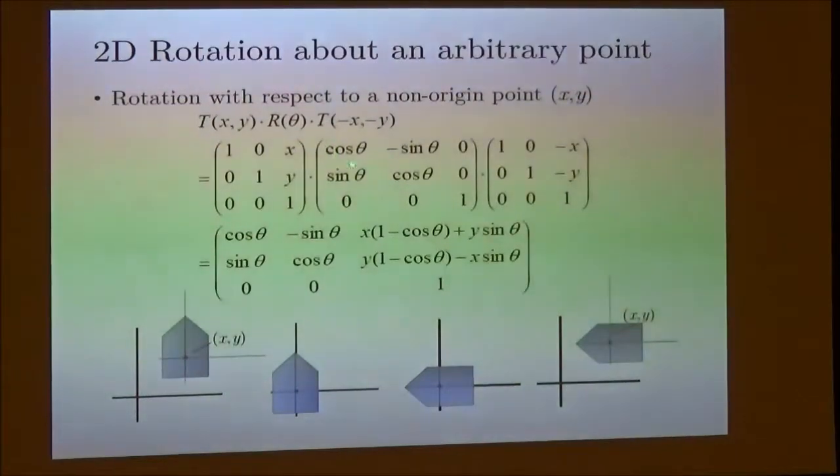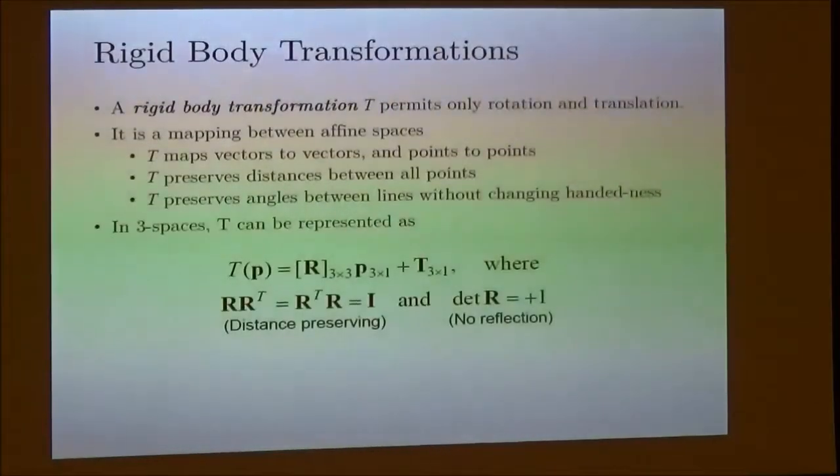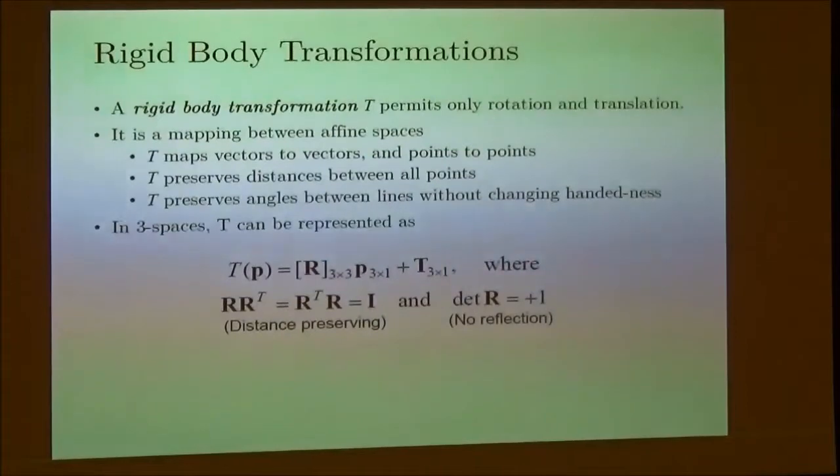Then we do a rotation, and that's being presented over here. And then finally, when we are done, we translate back to the original position, and that's your translation to point x and y. And you multiply these three, and you get a 3 by 3 matrix, which is basically an affine transformation.